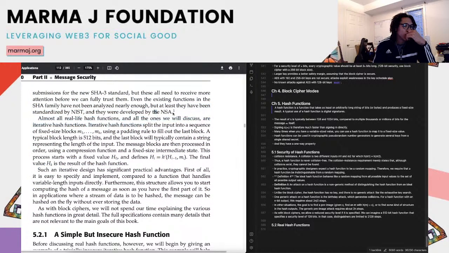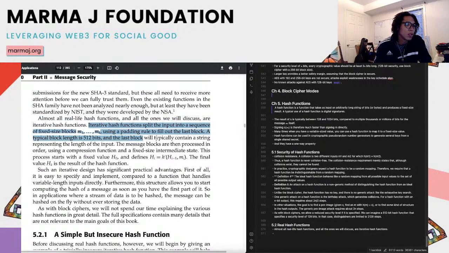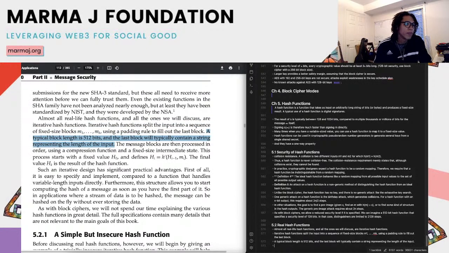Almost all real-life hash functions, and all the ones we will discuss, are iterative hash functions. Iterative hash functions split the input into a sequence of fixed-size blocks M1 through Mk, using a padding rule to fill out the last block. A typical block length is 512 bits, and the last block will typically contain a string representing the length of the input. The message blocks are then processed in order, using a compression function in a fixed-size intermediate state. This process starts with a fixed value h0 and defines hi equals f(h(i-1), Mi). The final value hk is the result of the hash function.